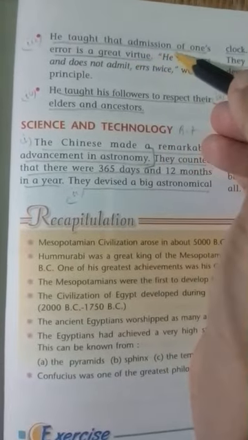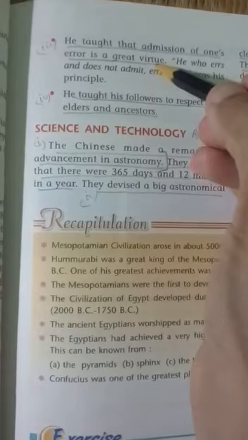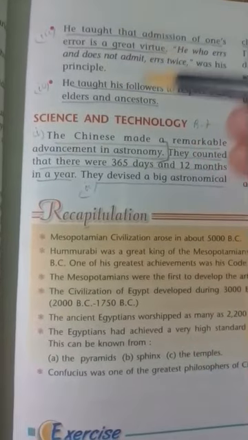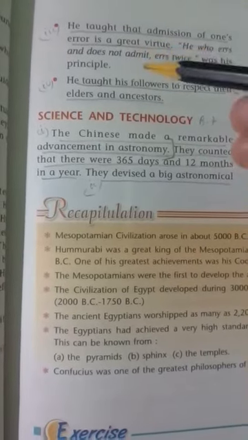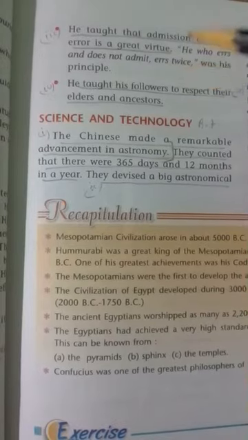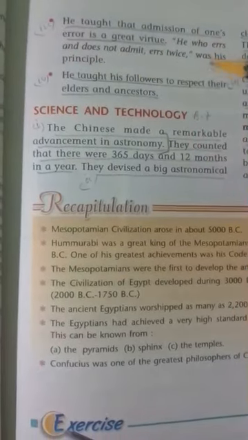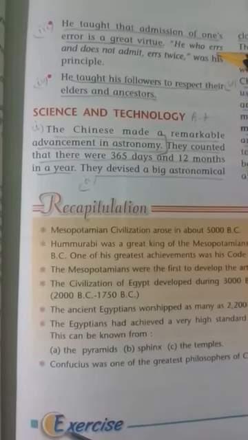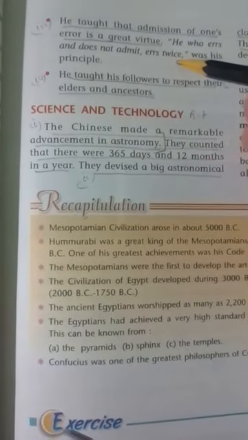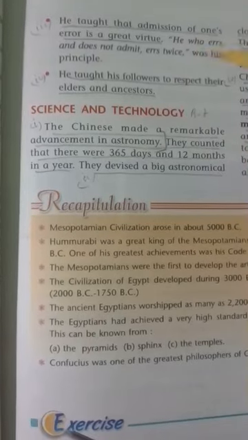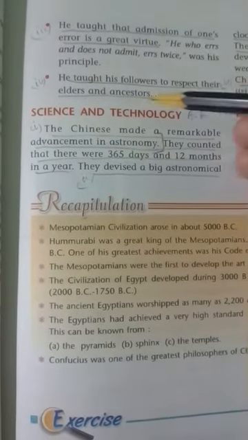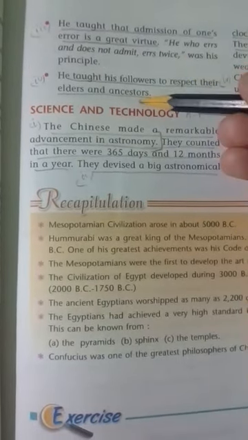He taught that admission of one's error is a great virtue. If we accept our own mistake, our own error, that is the greatest virtue, a very good deed. He who errs and does not admit it, a person who makes a mistake but does not admit it, errs twice. He is making the mistake twice, was his principle. He taught his followers to respect their elders and ancestors.